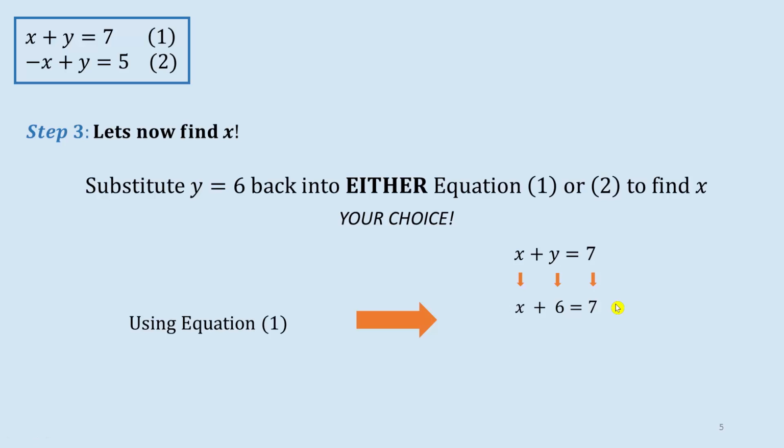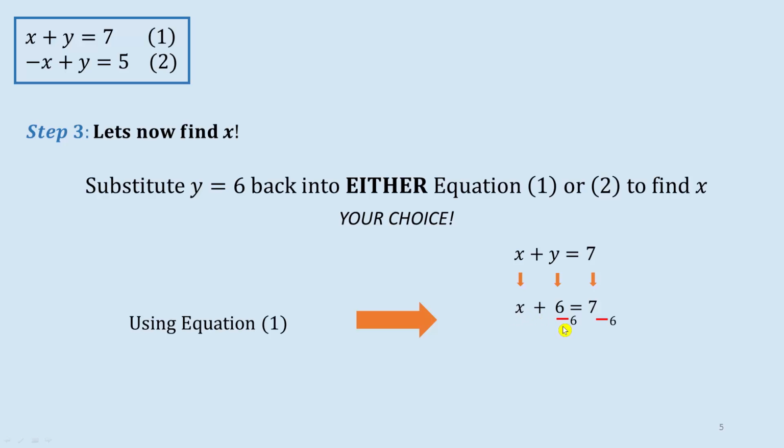Now we've got to find what x is by itself. But we have this plus 6. So what are we going to do? We've got to do the opposite. To get rid of that 6, we have to take away 6, because 6 take away 6 will give me 0. So I'll just be left with x on the left-hand side.